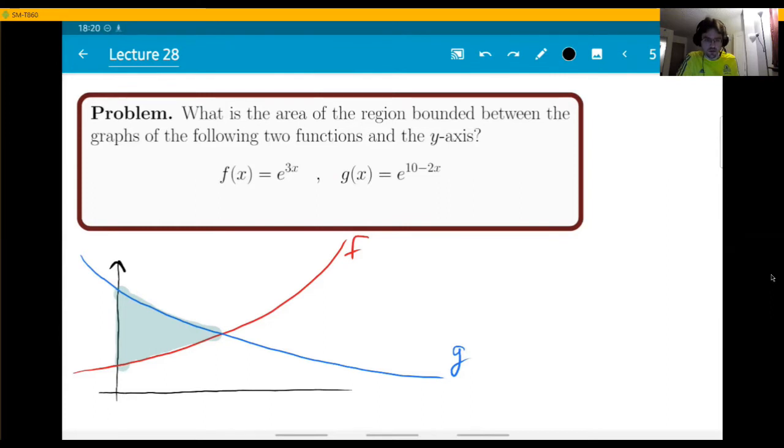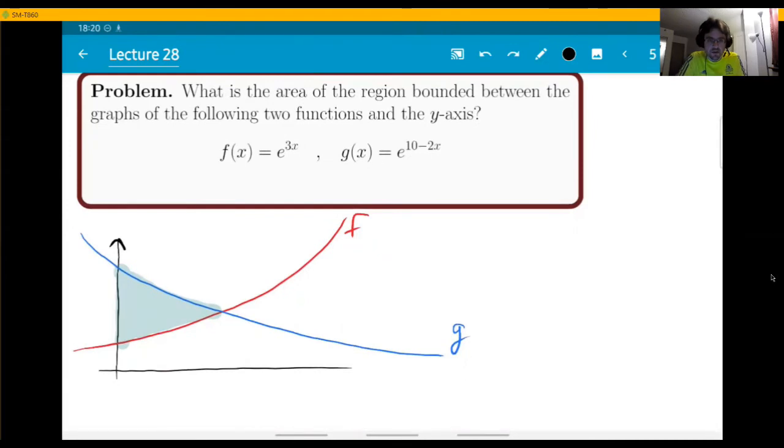Of course, we're going to use integrals to find this area, but this time, this is not just the area between one graph of a function and the x-axis. It's actually between two graphs of functions. So what we're going to do is subtract integrals for one minus the other. Before we do that, let's at least figure out what the endpoints of integration are.